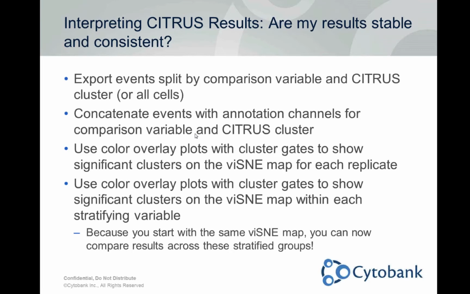And then use the color overlay plots with the cluster gates to show significant clusters mapped back on ViSNE within each stratifying variable. So again, remember we ran ViSNE on everything. We broke apart the files by stratifying variables, so you're not running Citrus on time points or other similar things. But the reason why we run ViSNE on everything is you want to start with the same ViSNE map. So even across stratifying variables, you can map things back to the original ViSNE.